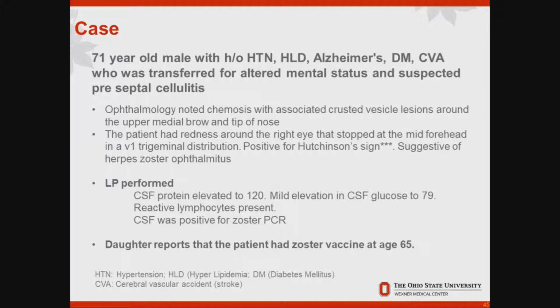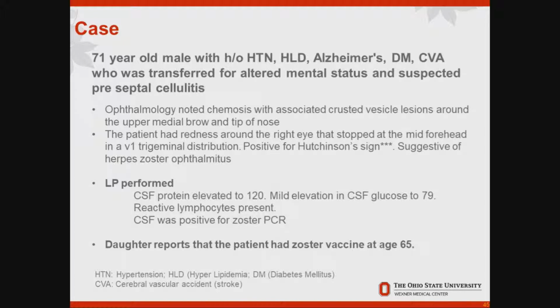But obviously they wanted to be sure, so they had a CSF drawn, a lumbar puncture performed, and as we do for all CSF studies, they ordered a protein, a glucose, gram stains, and everything else. There was a protein elevation to 120 and a mild glucose elevation to 79. Reactive lymphocytes were present, so angry-looking cells that were large in size were seen on gram stain as well.